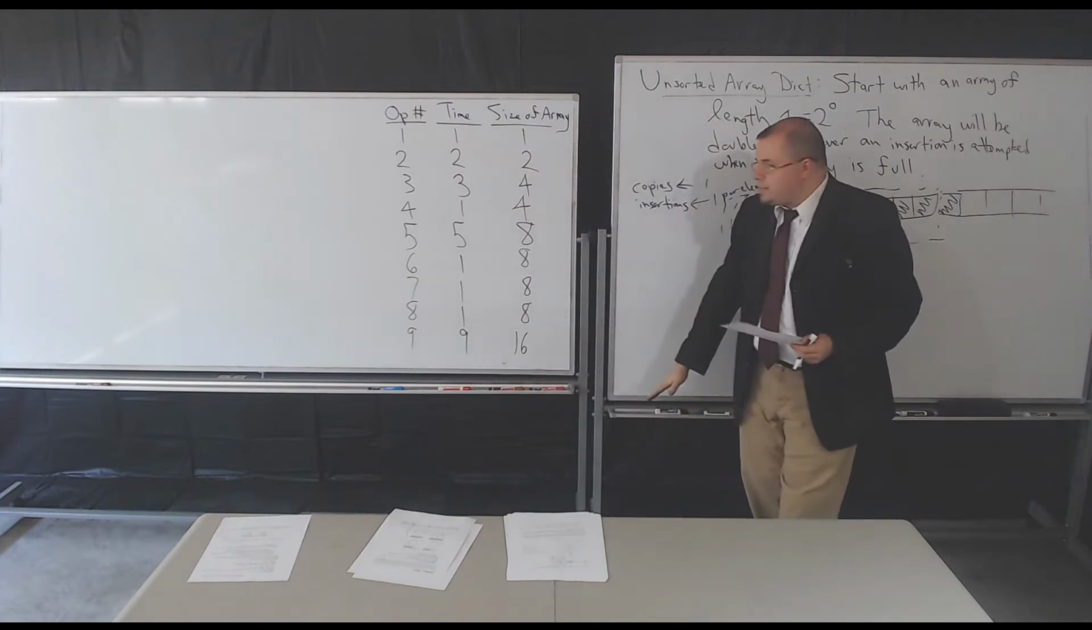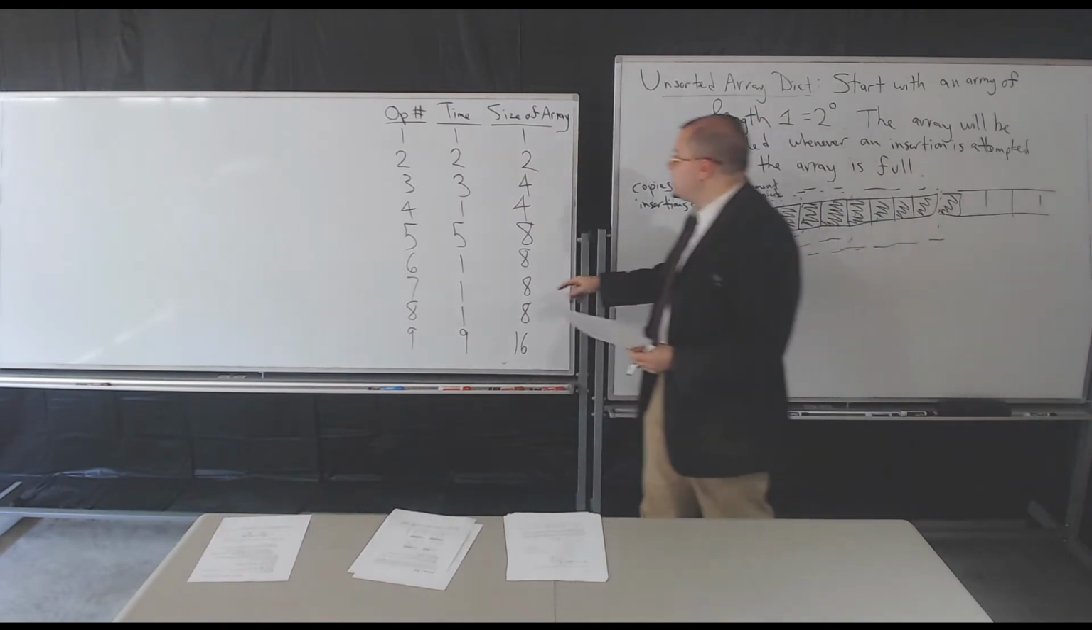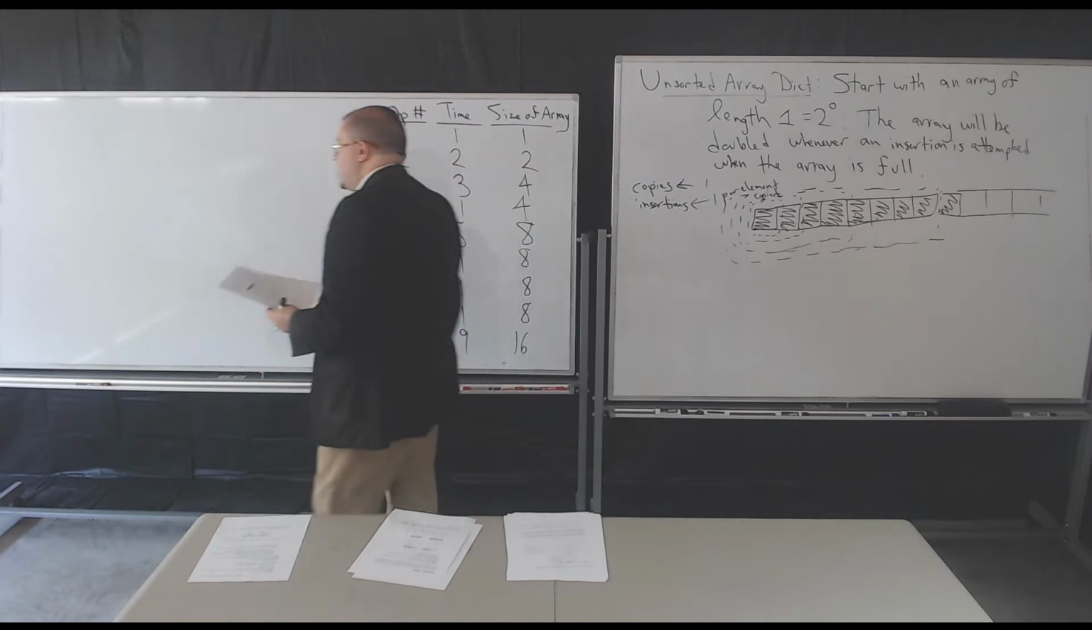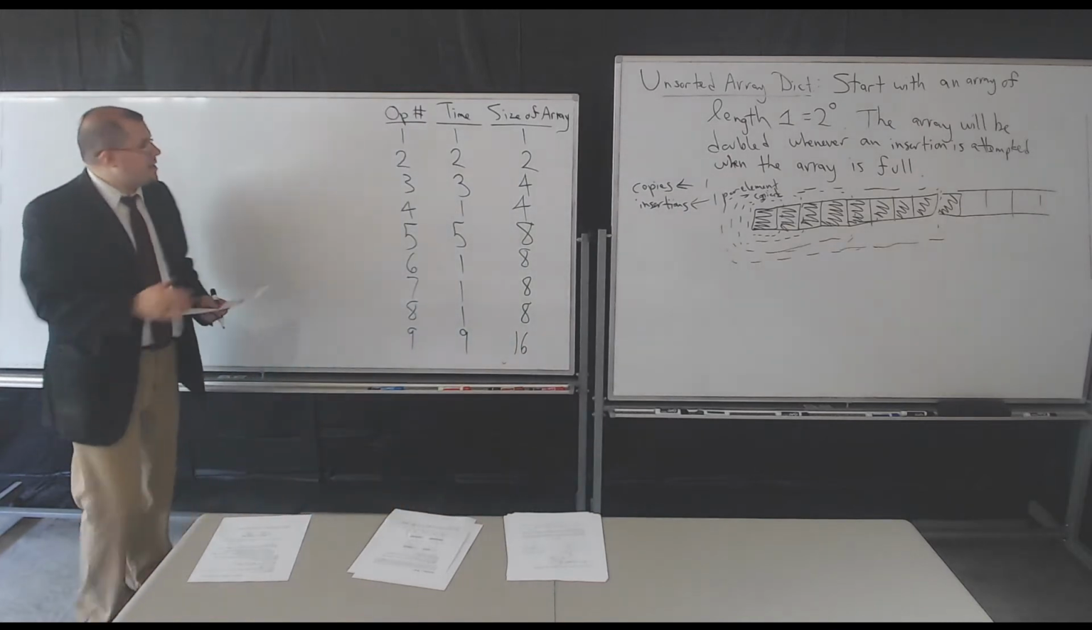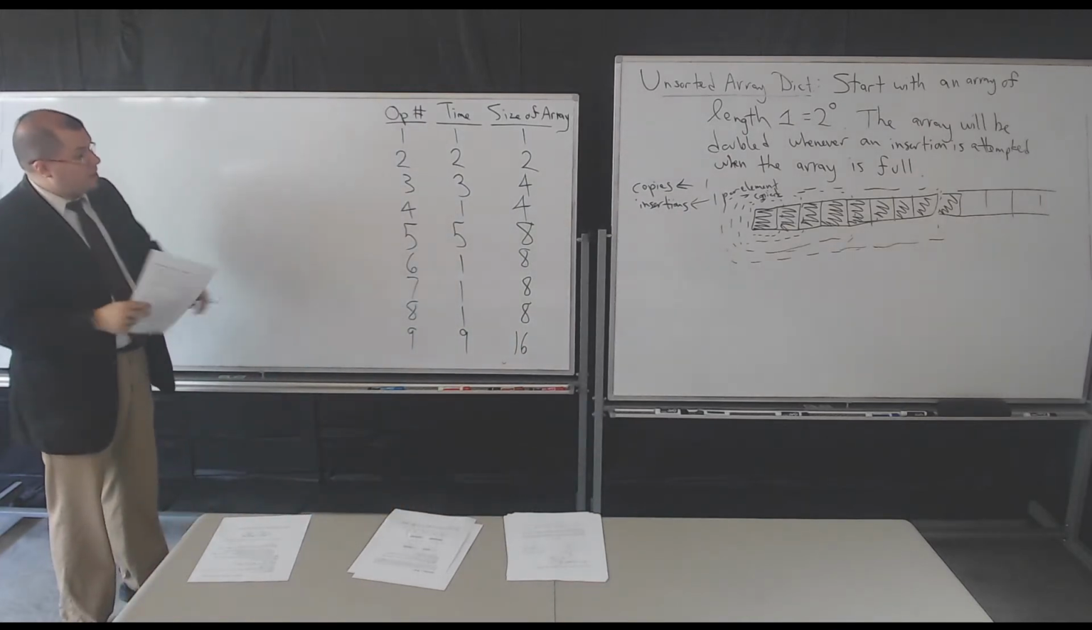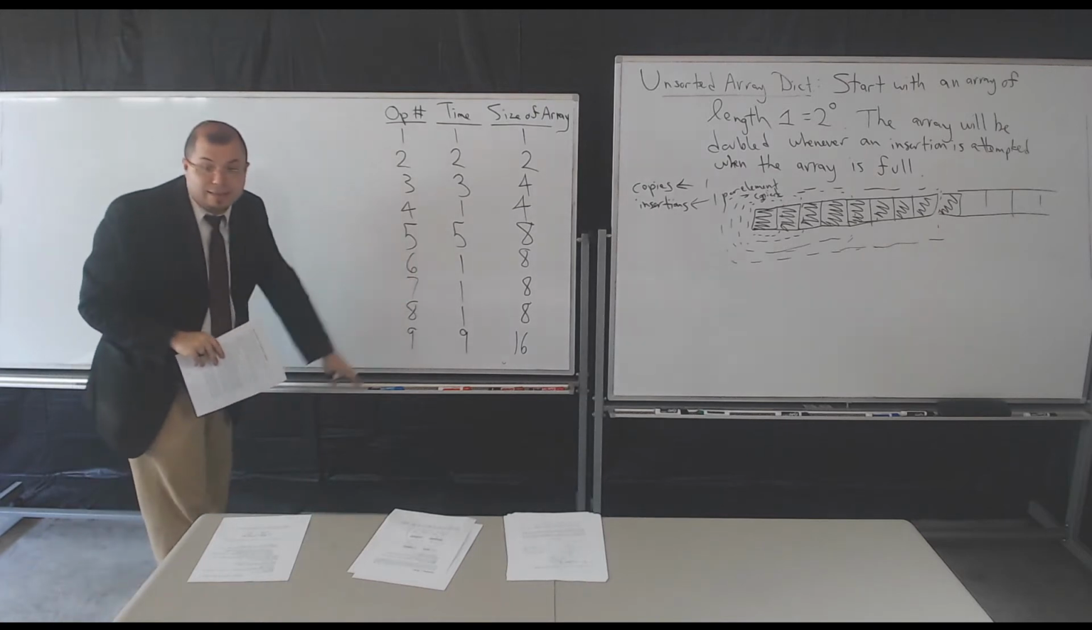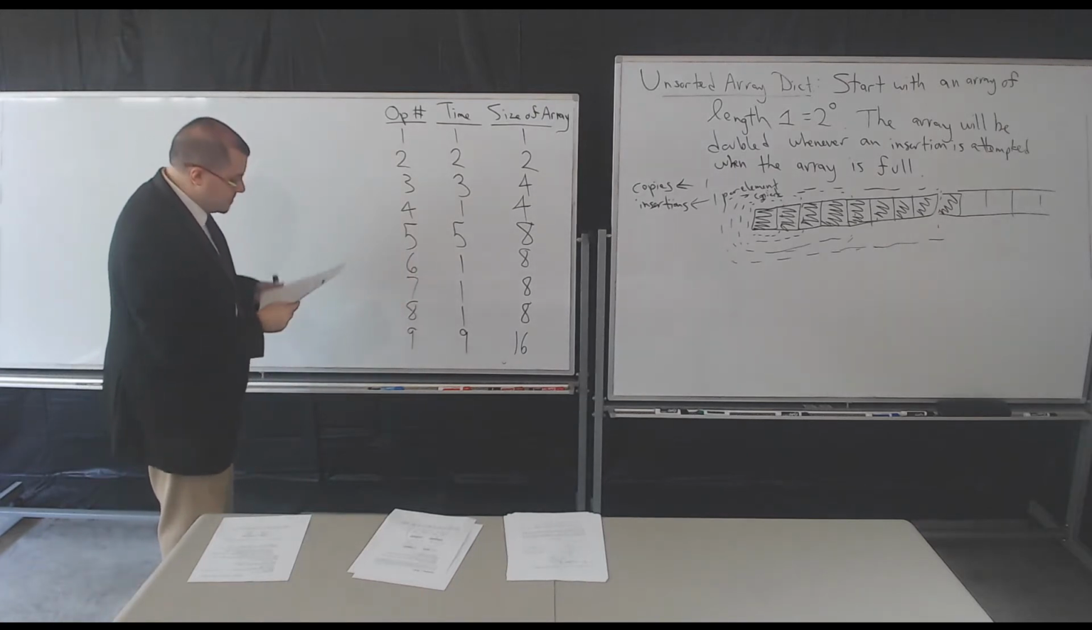So do you see the pattern here? You see that there's actually sometimes where we're just going to have a unit cost. Other times we're going to have it where we're actually going to have to perform this copying. But it's becoming more and more infrequent as the length of the array grows.